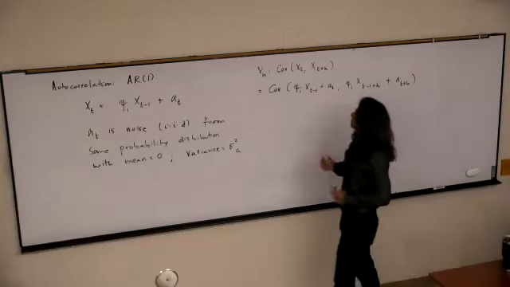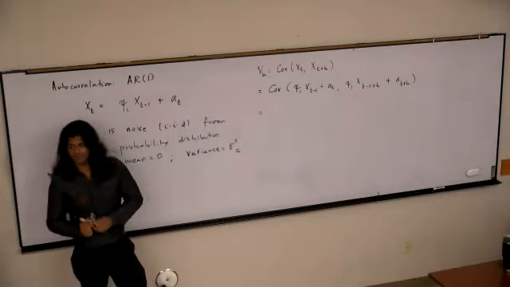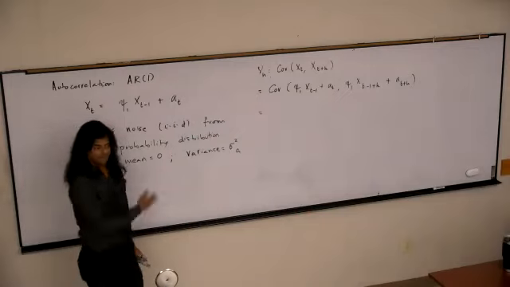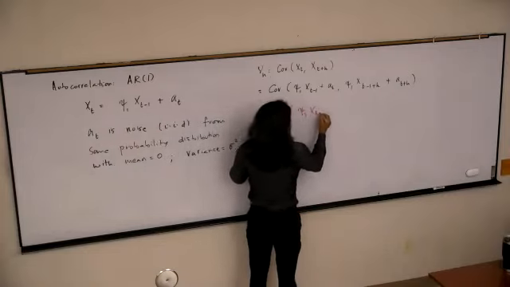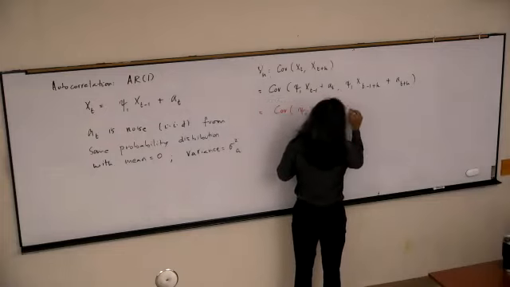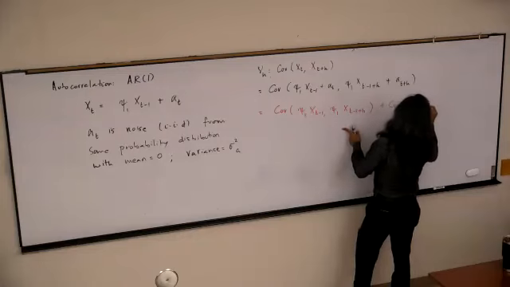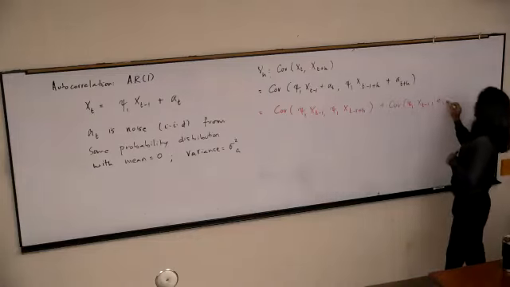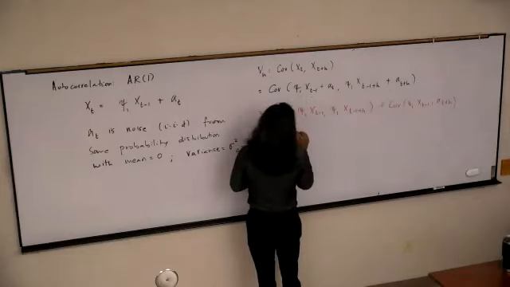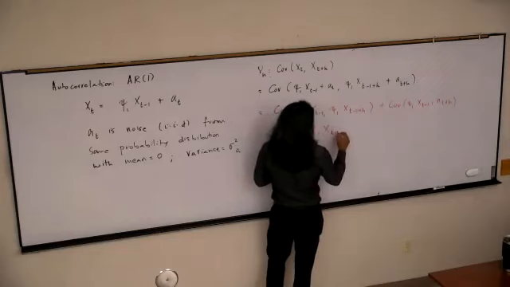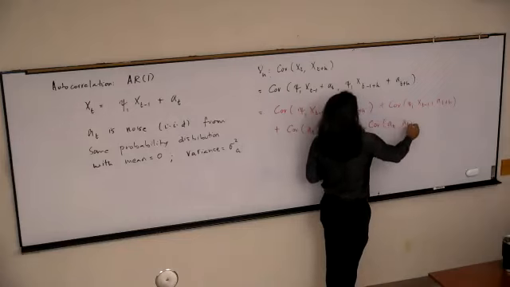If you have two random variables, x plus y and u plus v, you can split it up and write it as covariance of psi 1 xt minus 1, psi 1 xt minus 1 plus h, plus covariance of psi 1 xt minus 1, comma At plus h, plus covariance of At, comma xt minus 1 plus h, and the last bit, covariance of At, comma At plus h.